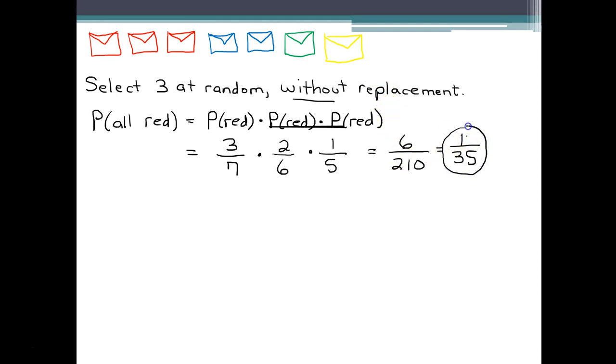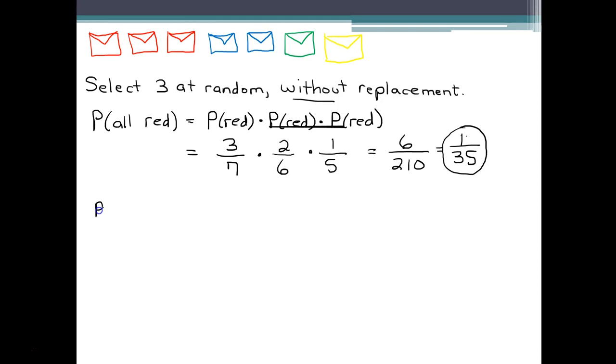6 goes into 6 and 210. So without replacement, numbers change. It all depends on what your first probability was. You know, did you keep that? What was happening?